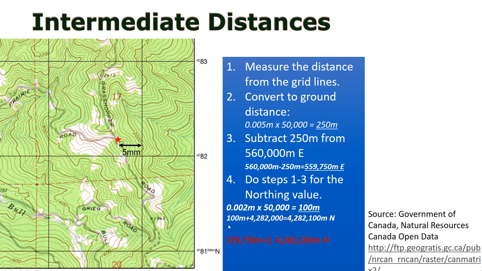So we get 4,282,100 meters north. So my final answer is written in this bright red, which is 559,750 meters east and 4,282,100 meters north. And that's my final answer for that.